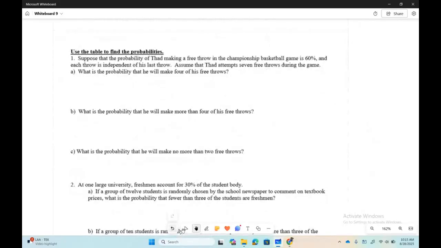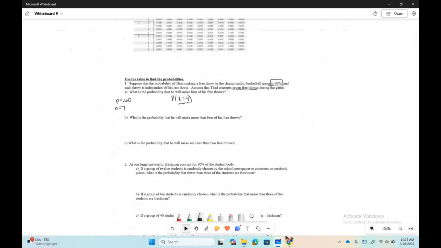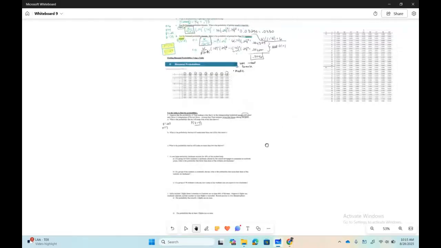So here we go. We have Thad making a free throw in the championship basketball game. That probability is 60%, so there's my p-value. That's our success in this situation. Assume Thad attempts 7 free throws, so there's your n. What is the probability that he will make 4 free throws? So now x is 4. Here's what we need to do: we need to find our table where n is 7.